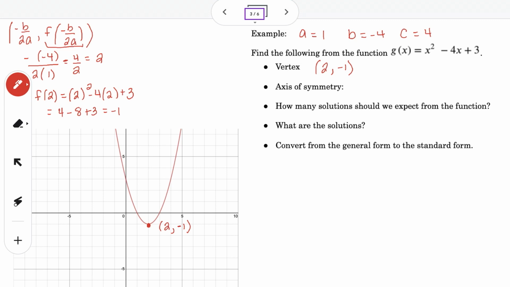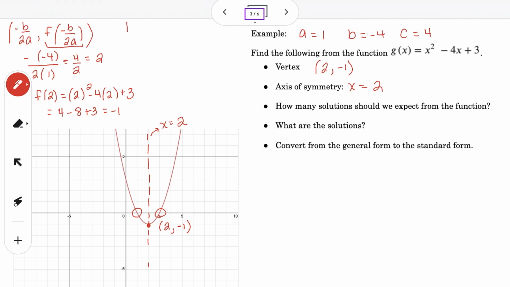Our axis of symmetry goes directly through the x value of our vertex. So our axis of symmetry is x equals positive 2. So this is the line x equals 2. All vertical lines are x equals a value. Horizontal lines are y equals a value. How many solutions should we expect? Obviously, we see 2 of them, right? We see the 2 solutions here and here. However, let's use the discriminant to tell us, just in case we don't have graphing tools.